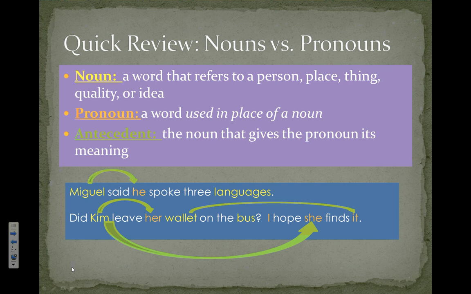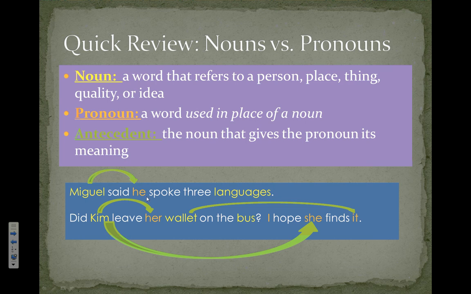So if you look at the two sample sentences at the bottom of the slide, it makes it clear the difference between a noun and a pronoun, and it also helps you identify antecedents for pronouns. So the first sentence, Miguel said he spoke 3 languages. Miguel is a noun. It refers to a person, and it's not a word like he, she, it, they. It is his name. It's a proper noun. So I have that highlighted in yellow to show that it's a noun. I also have languages highlighted in yellow because it's a common noun. It's not taking the place of another noun. It's not saying which specific languages Miguel speaks. So it's a common noun. It's not capitalized.